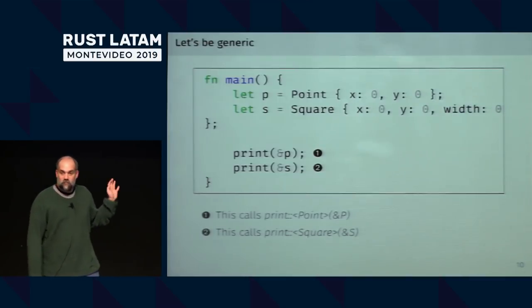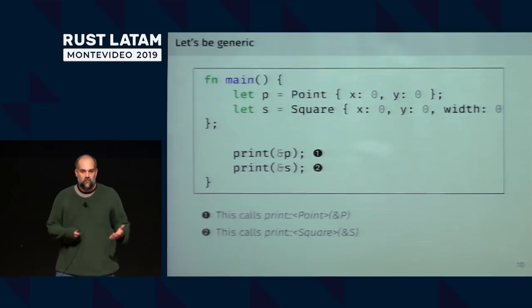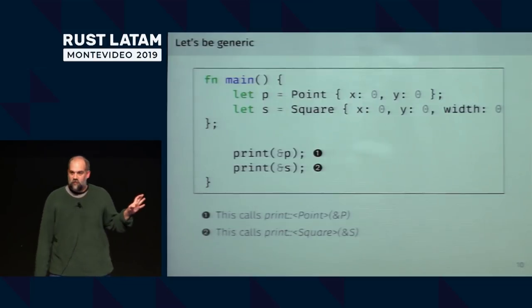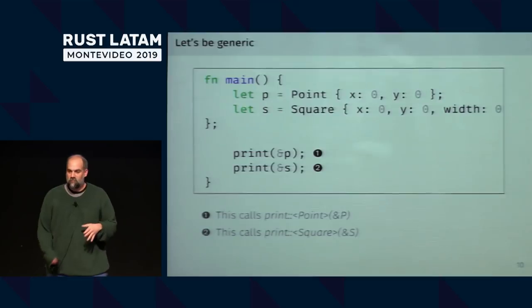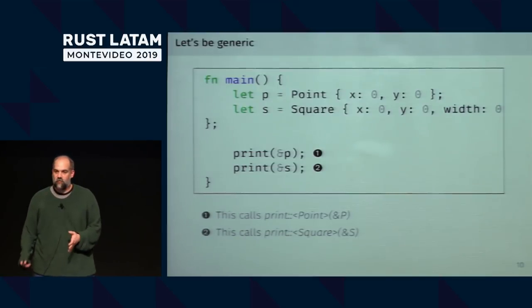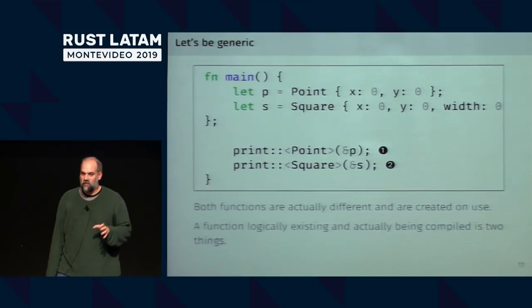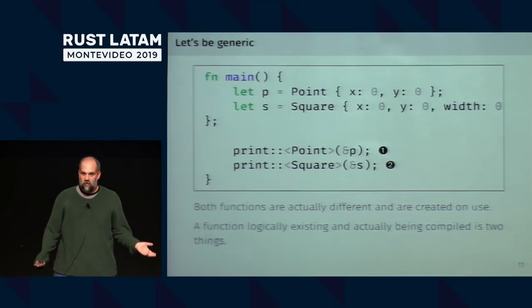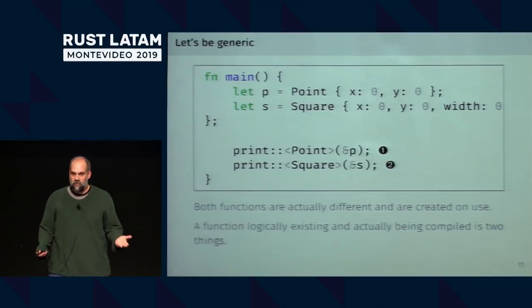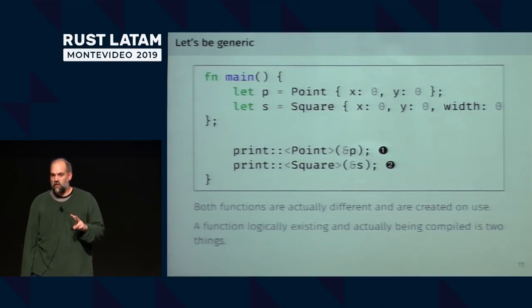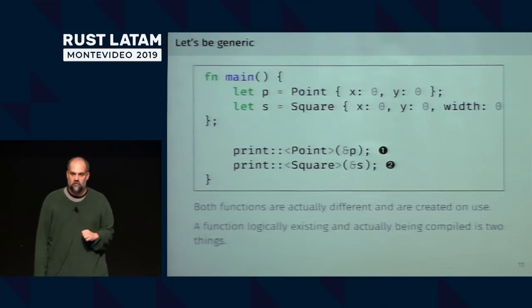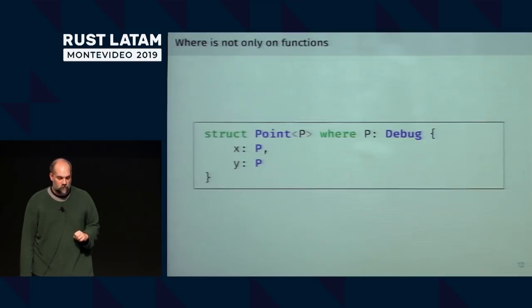So now we can create both a Point and a Square and print both of them out using print. The important part here is that the first print statement internally calls a function something like print_point, and the second something like print_square. Those are actually different functions. The compiler just generates them for us. Logically speaking, there's an infinite number of those functions, one for every type that is Debug. But in the case of this program, we actually only compile two. From Rust's point of view, those functions will be compiled on need. We are actually using print_point and print_square. These two are needed, so these two are going to be generated.